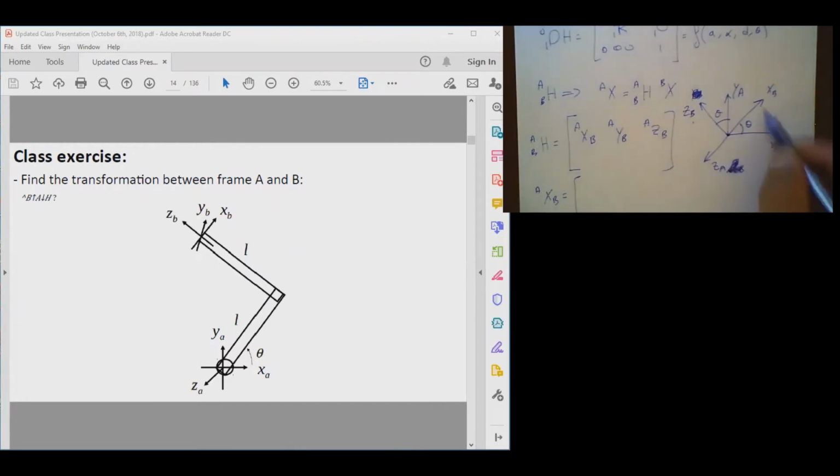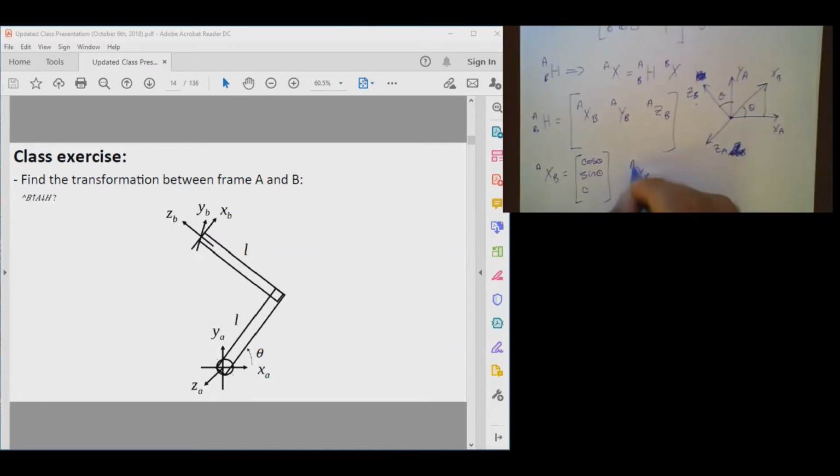So we know you're going to basically get cosine theta, right? The projection of vector XB onto XA will be cosine theta. The projection of vector XB onto YA is sine theta, and onto ZA it is going to be 0. Why? Because this vector XB is in the plane XA, YA. Now let's look at YB in frame A.